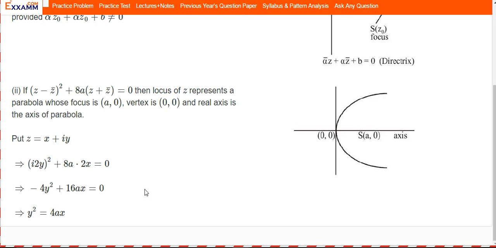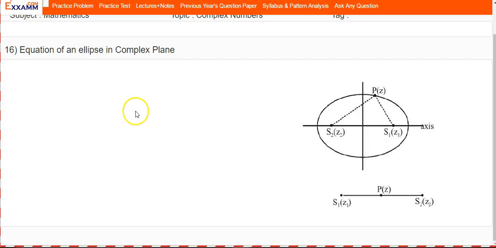Next is an even more important topic, that is the equation of an ellipse in the complex plane. Remember in coordinate geometry it took us a hell of a lot of effort, in terms of number of steps, to prove the equation of an ellipse to be x square upon a square plus y square divided by b square is equal to 1. But here the definition would come out in one single step. That is the beauty of the complex variable and complex plane.